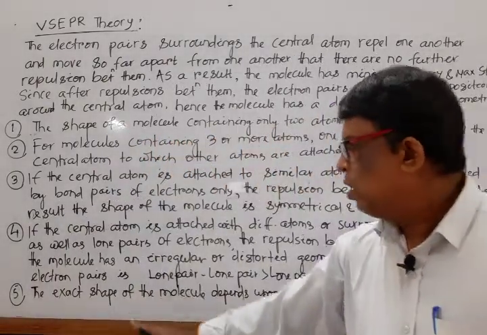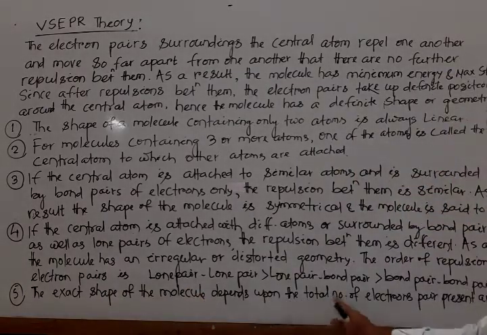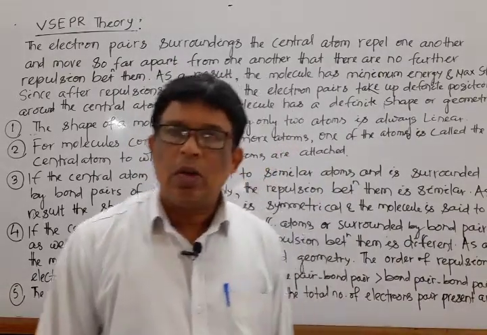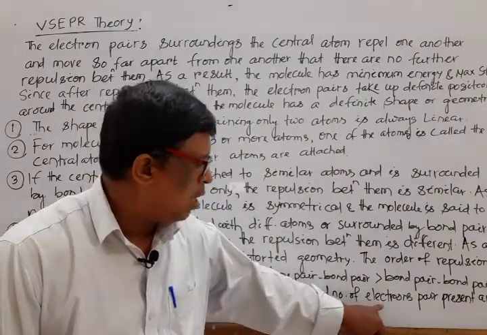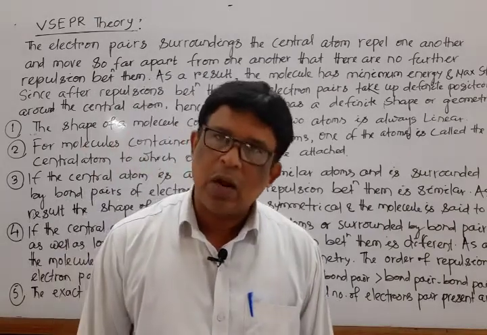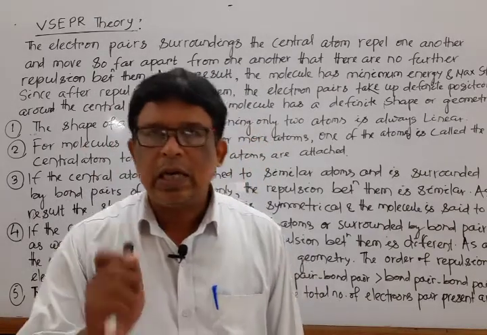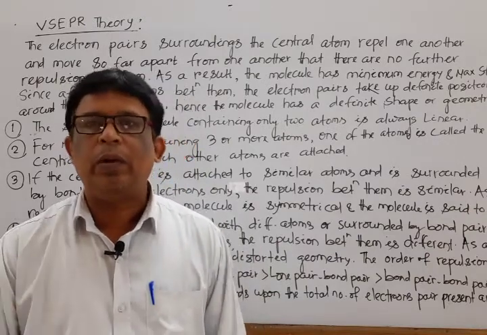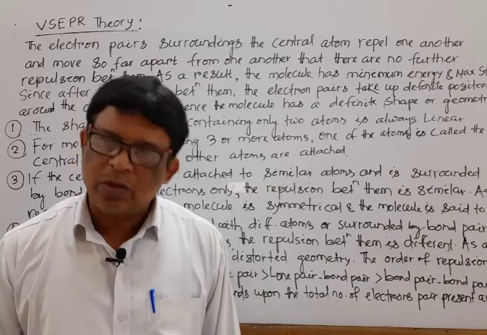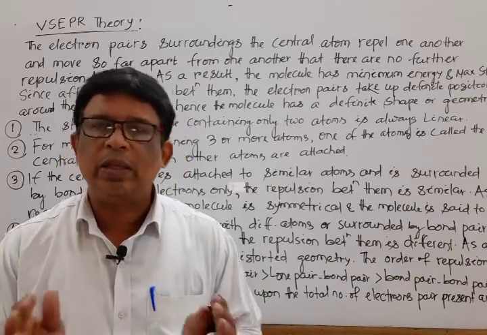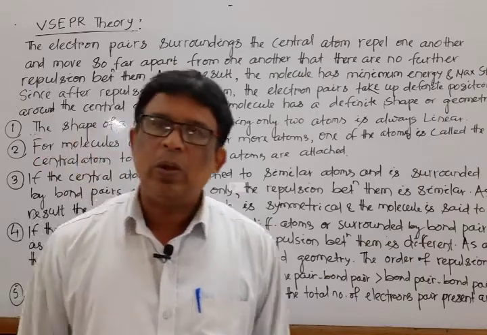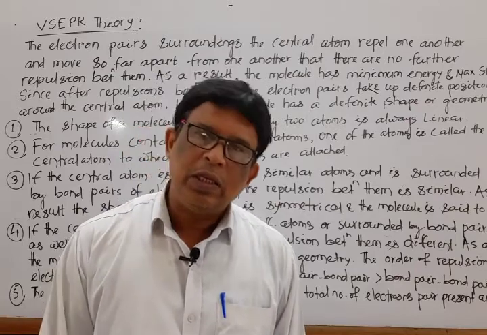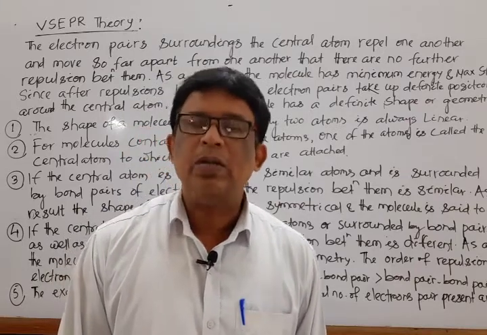And the last point is, the exact shape or geometry of a molecule depends upon the number of valence electrons, the total number of electron pairs present surrounding it. I repeat again, the exact geometry of a molecule depends upon the total number of lone pairs of electrons and bond pairs of electrons present surrounding it. It is the main theme of this topic. So next we go through a tabular form showing how many lone pairs and how many bond pairs there are. If this is the case, then what is the predicted geometry?